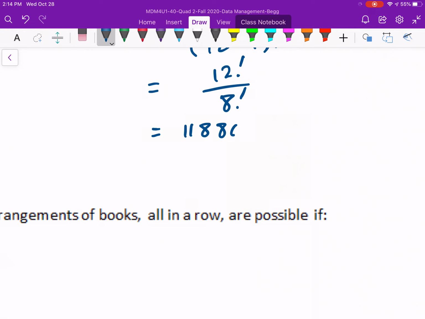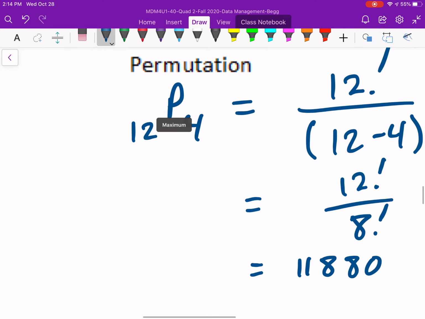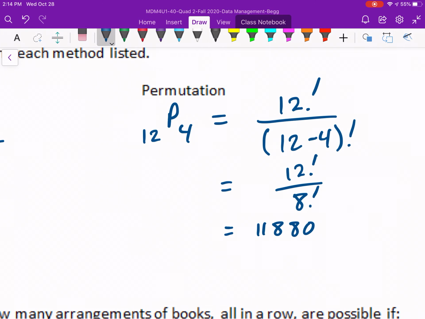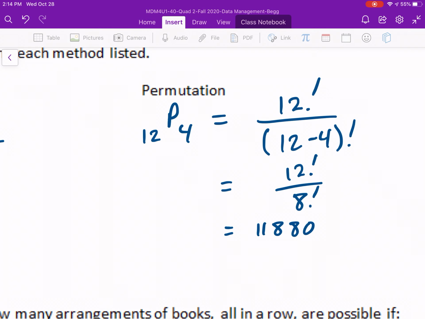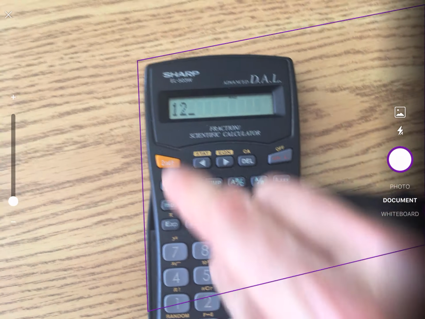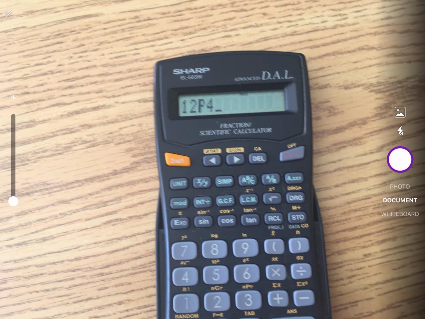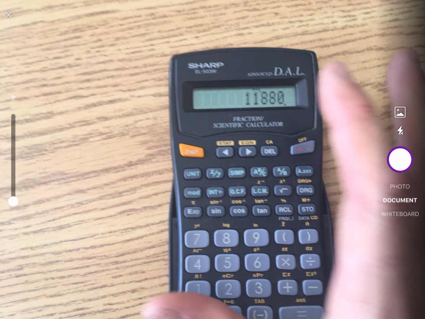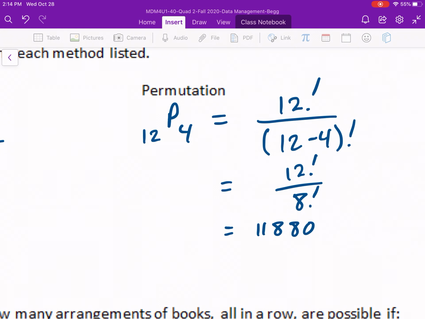But again, I've got a calculator that can do 12P4, so why would I not use that? I'm just grabbing the calculator here. 12P4 equals 11,880. So we get it that way as well.